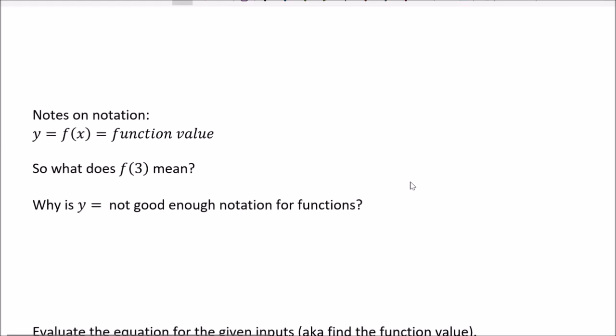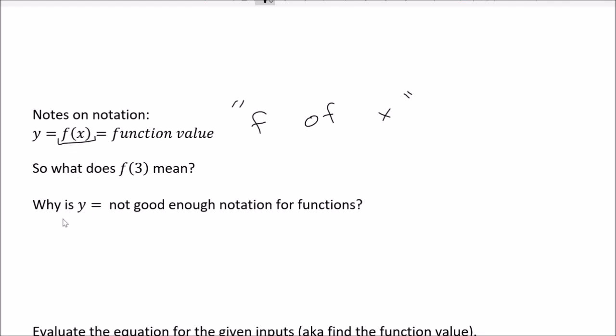Let's look at the notation of functions. Typically what we do is we use this right here. We say f of x, which is short for f as a function of x, and that's also known as a function value. We've seen y equals a lot, so let's consider what f of 3 means. F of 3 says, notice 3 and x are in the same spot, please plug a 3 into the function defined as f.